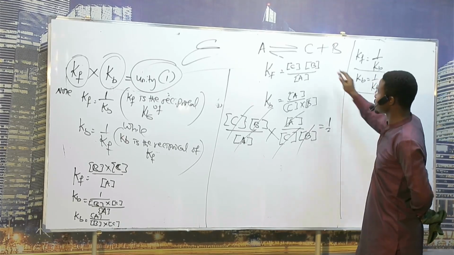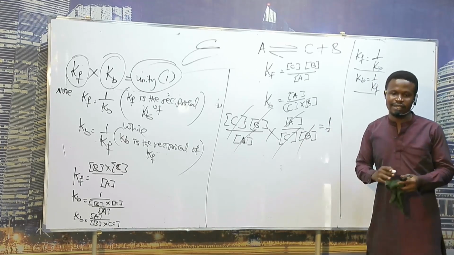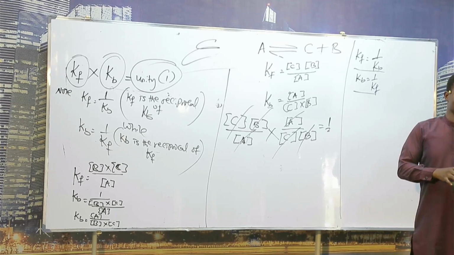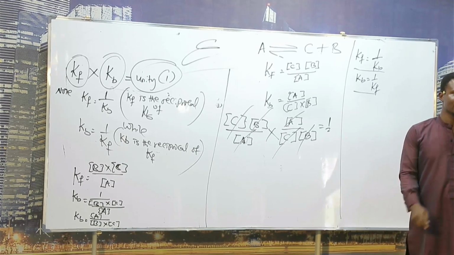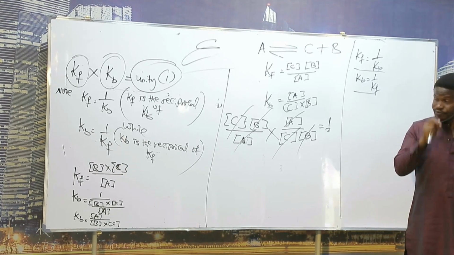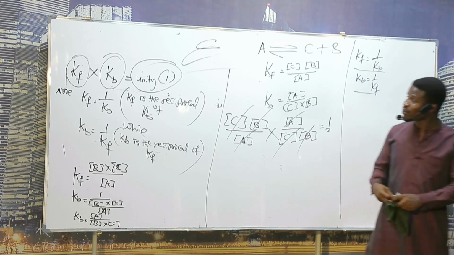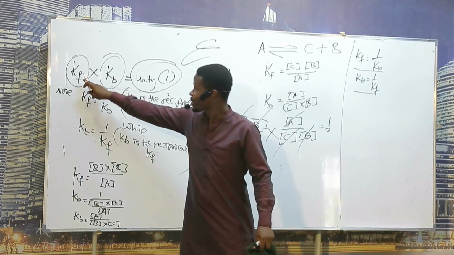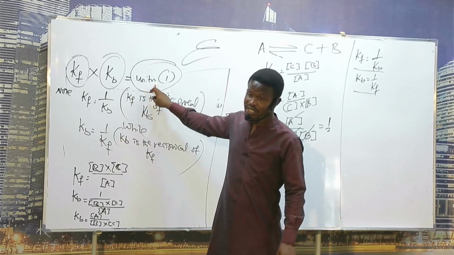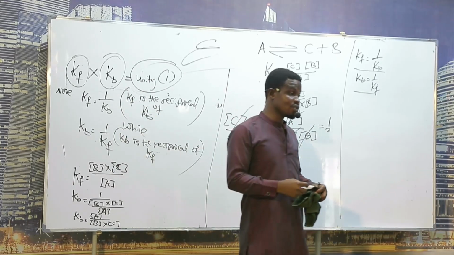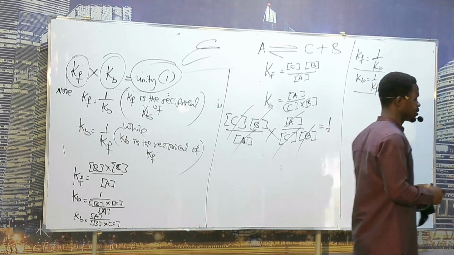Find a space and write something there. Then after writing it, you write relationship. This is the most important thing I want you to write: KF times KB is equal to unity. You are going to see it in theoretical questions.